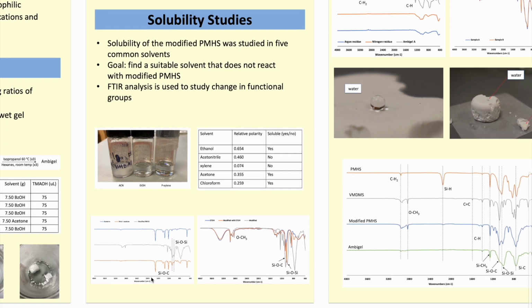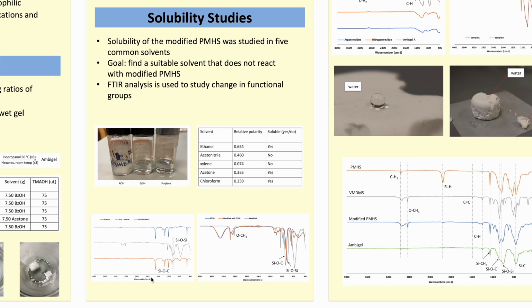The FTIR can be used to show any change in functional groups. So for example here, with the acetone, there is not a large change in the ratio of the SiOC to SiOSi, whereas with the ethanol there is. If there is an increase in the amount of SiOSi, this indicates that a condensation reaction has occurred, and therefore it is not a suitable solvent to be used.